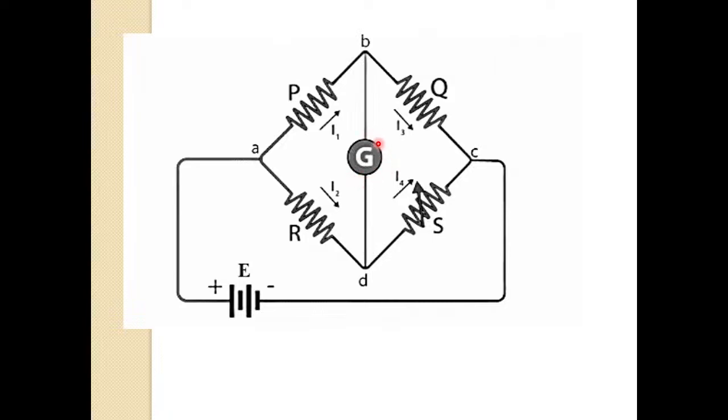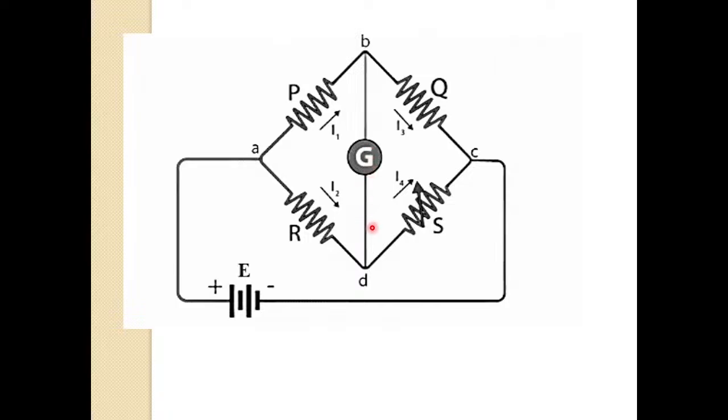If the galvanometer is showing zero deflection, that means there is no potential difference between B and D. So we can say this bridge is balanced if the galvanometer shows no deflection. So this Wheatstone bridge works on this null deflection principle. Null deflection means the ratio of the resistances are equal and no current will flow through this galvanometer.